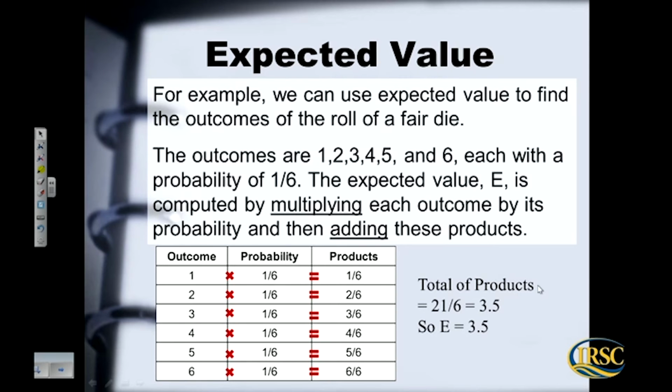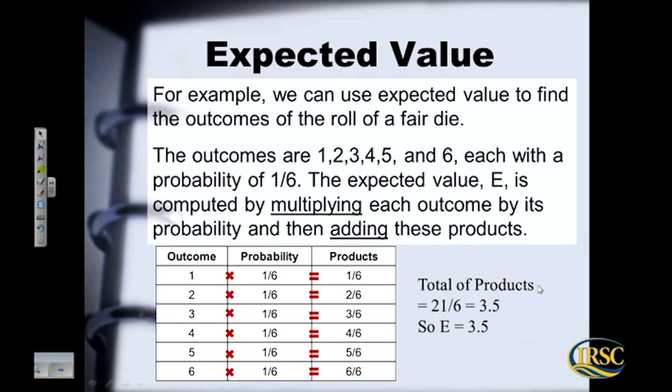Now, this is what it means: over the long run, you will have on average a 3.5 when you roll the die over and over and over again. Okay, so again, it ended up somewhere in the middle because all these outcomes have the same exact probability. If they didn't have the same exact probability, you wouldn't get somewhere in the middle.